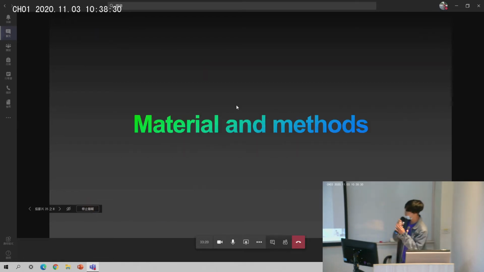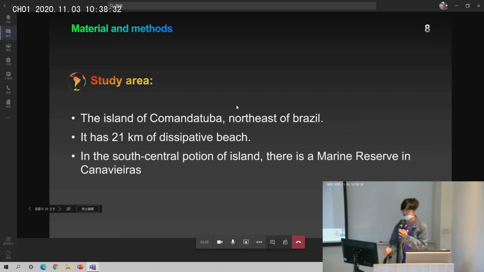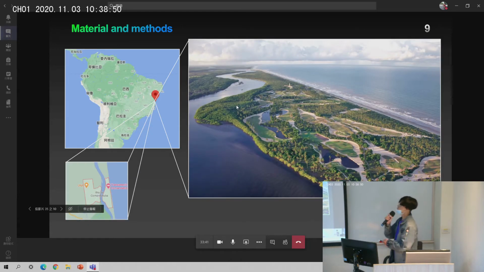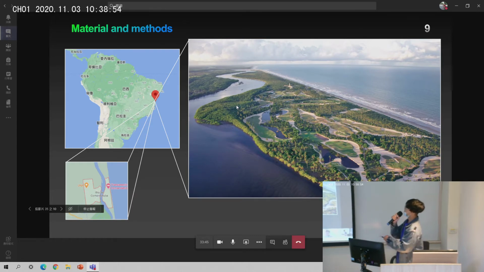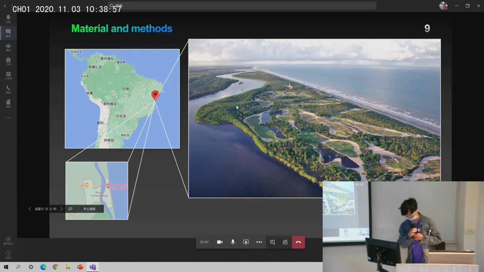And this is my material and method. Our study area is the island of Comendatuba in the northeast of Brazil. It features 21 kilometers of dissipative beach, and in the south central portion of the island, there is a marine reserve. This is where Comendatuba is located, and this is what it looks like. It looks like a paradise.